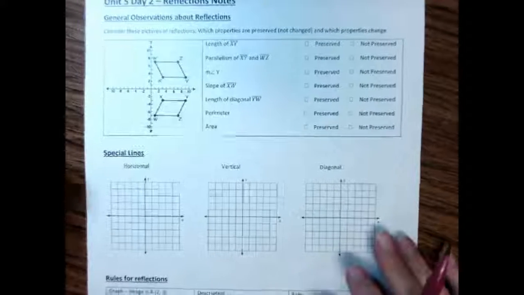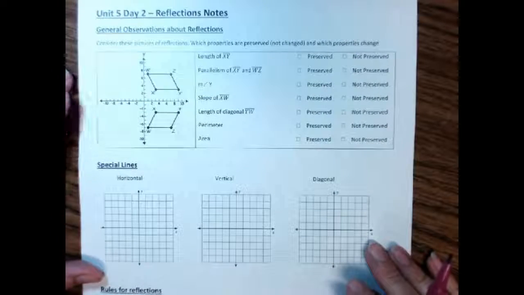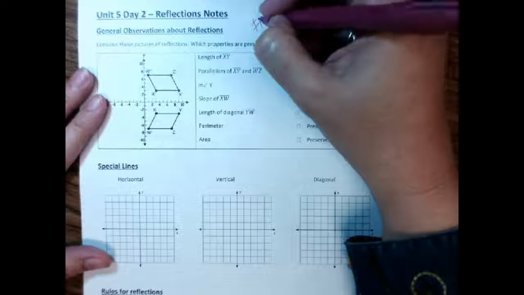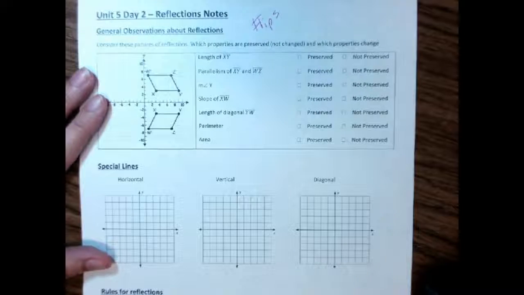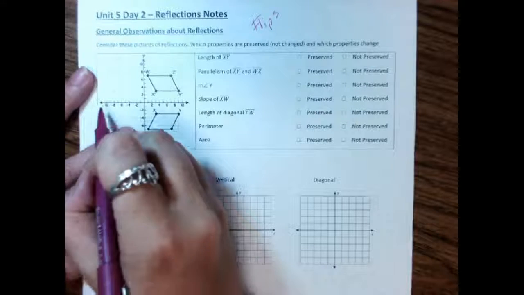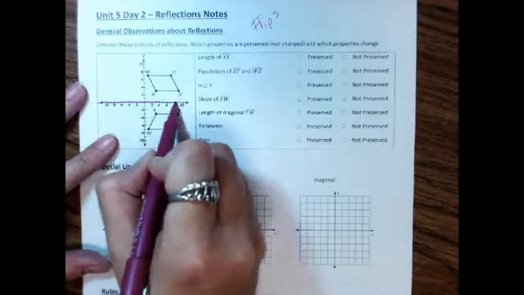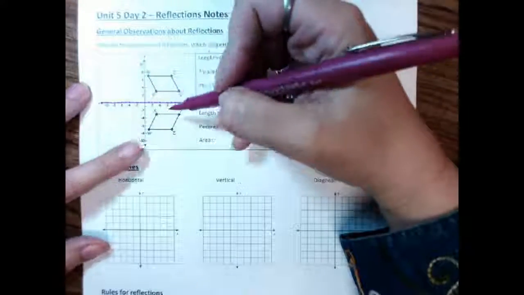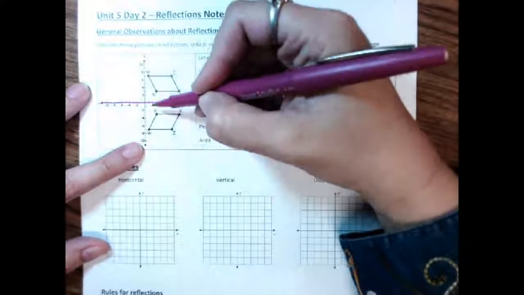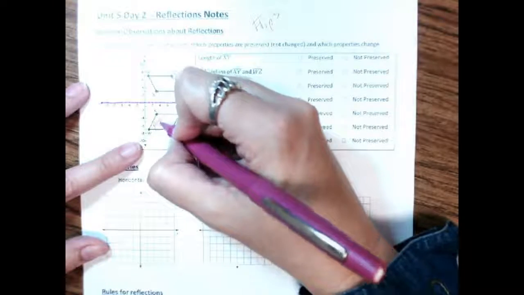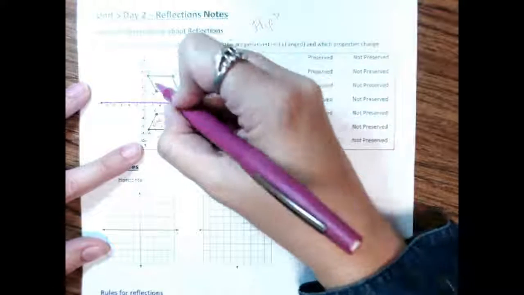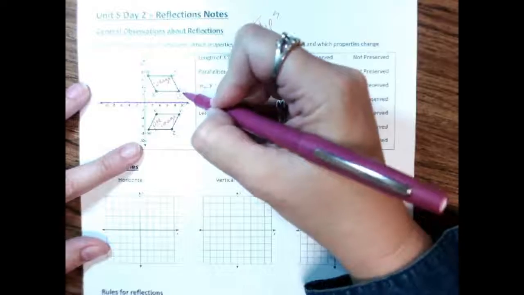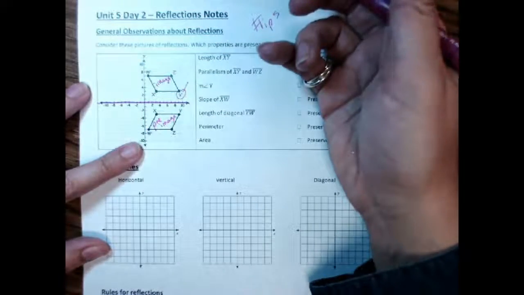Okay, we are on Unit 5, Day 2, and we're doing reflections today, which are flips. Each time they're going to have a line of reflection, just like we talked about the line of symmetry. This is a line of reflection, and you'll notice again, just like last time, my original pre-image is my first one, my image is my second one.